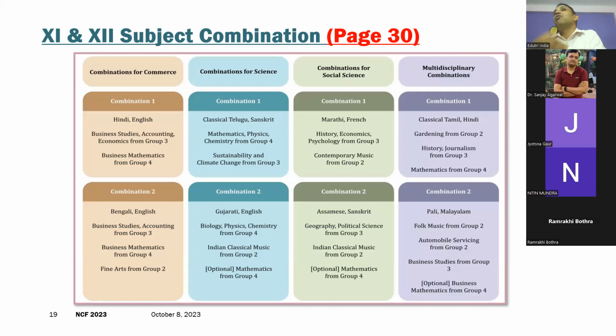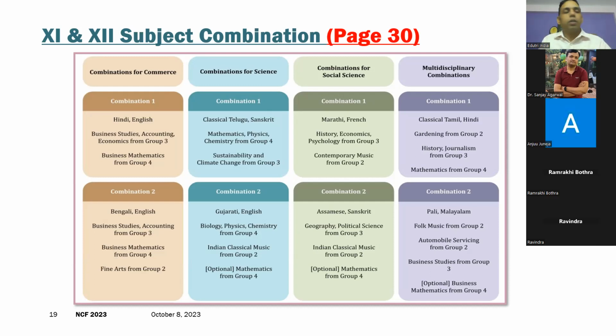You cannot take informatics practices along with computer science. That type of combination, that type of sections are there. Otherwise, even today CBSE says, take one language and any four subjects. There is no if and but. If I'm correct, anyone can correct me if I am wrong.